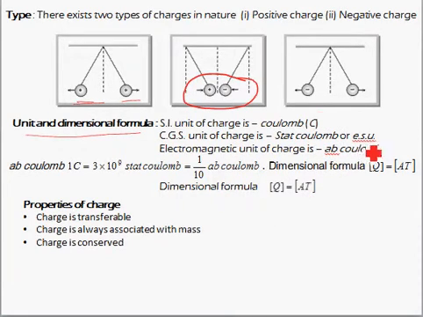The ESU or electrostatic unit, also known as stat coulomb, is in CGS. The dimensional formula is Q equals AT, where A is the dimension of current and T is for time, because we know current equals charge by time, or charge equals current into time. So this is the dimensional formula for charge. Charge is not a basic unit in the SI system.